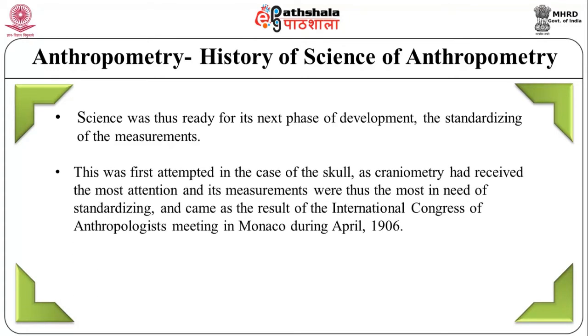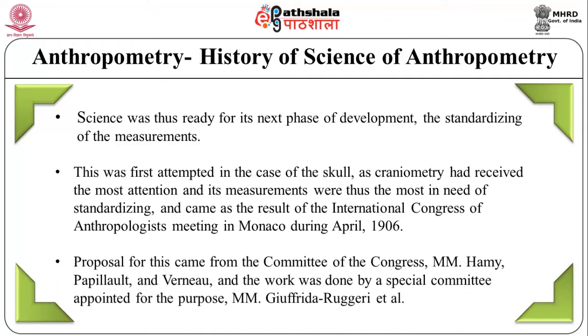This was first attempted in the case of the skull, as craniometry had received the most attention, and its measurements were thus the most in need of standardizing, and came as the result of the International Congress of Anthropologists meeting in Monaco during April 1906. The proposal for this came from the committee of the Congress, Messrs. Papillault, and Verneau, and the work was done by a special committee appointed for the purpose.